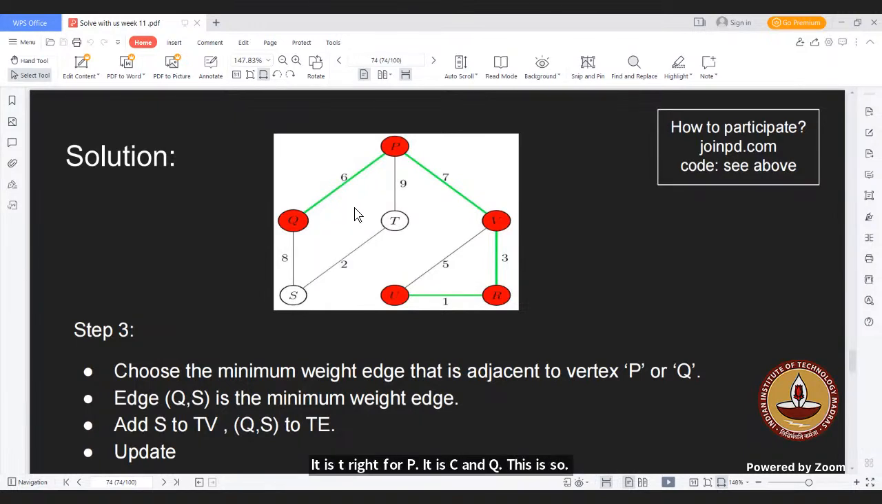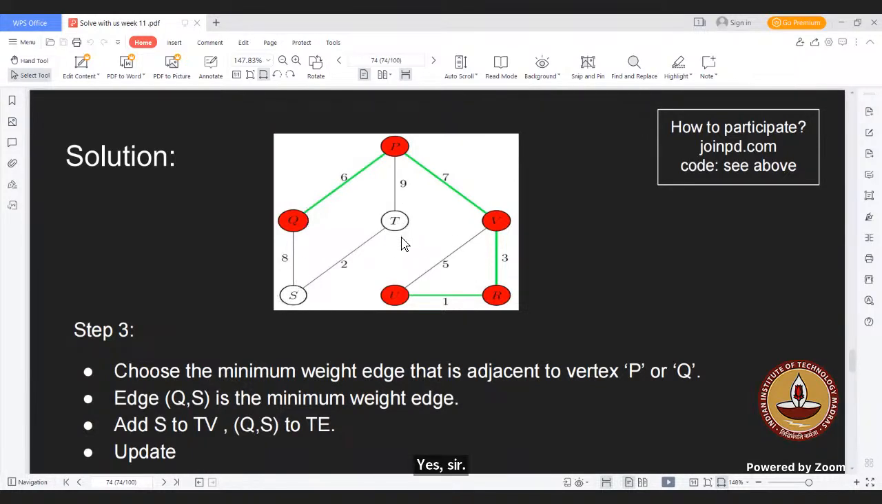After selecting the possible candidates, what we will do is we'll find which of these two is minimum. So which of these two is minimum now? 9 is minimum or 8 is minimum? QS. Yes, 8 is minimum, right? 8 is from Q to S. So we'll add S, not T.